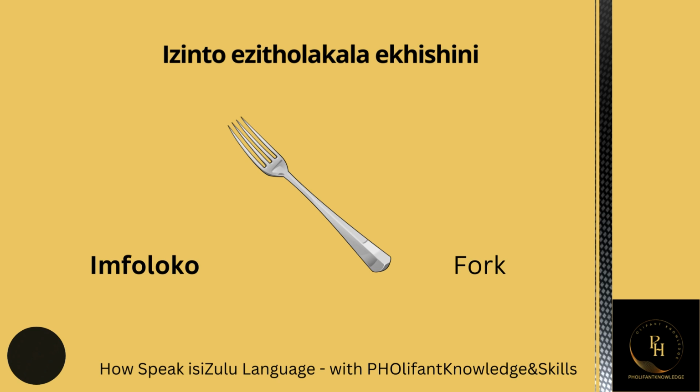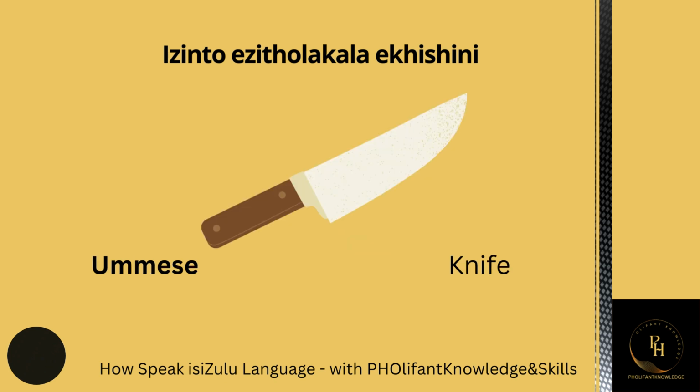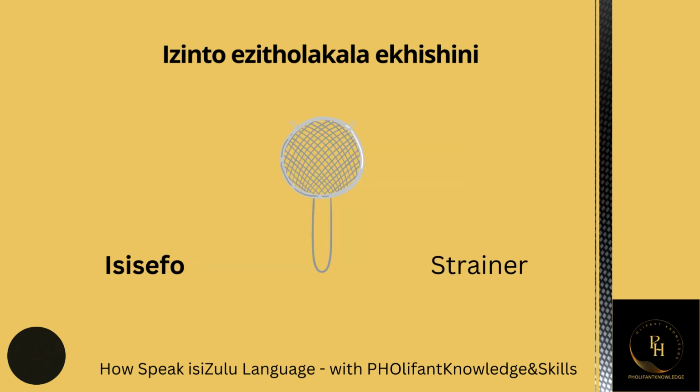This is called a fork. A fork is called imfoloko in Zulu. Imfoloko. This is a knife. A knife is called ummese. Ummese. This is a strainer.